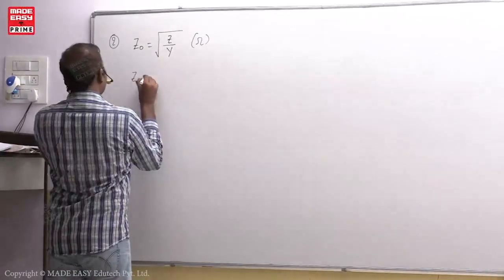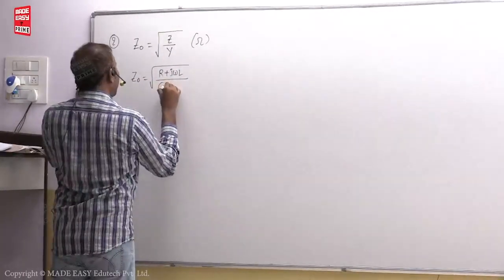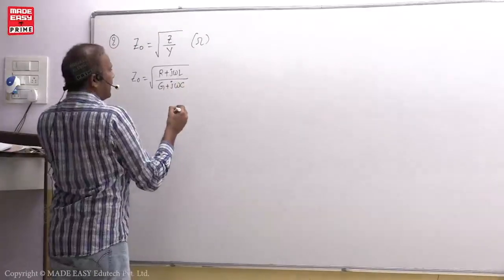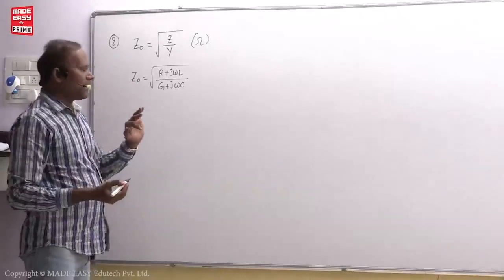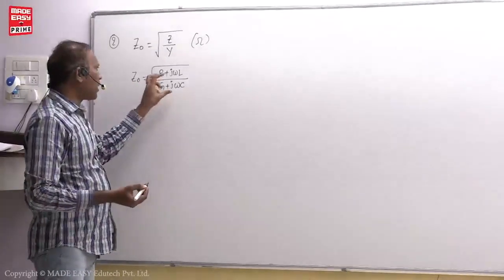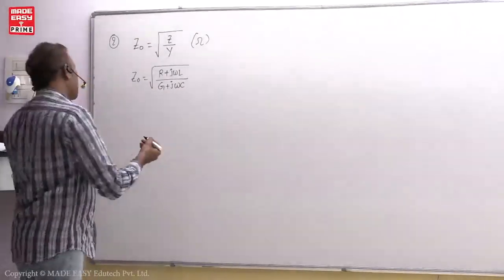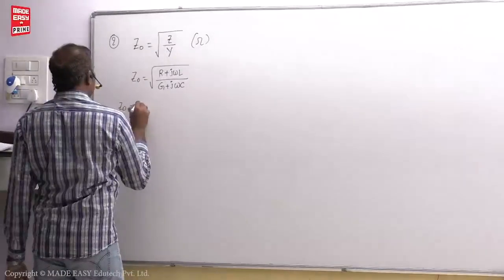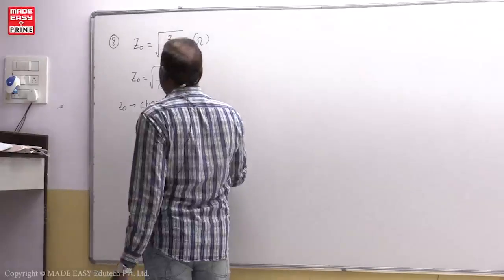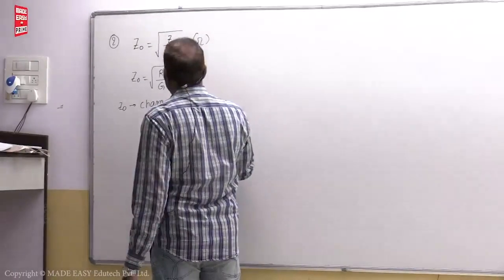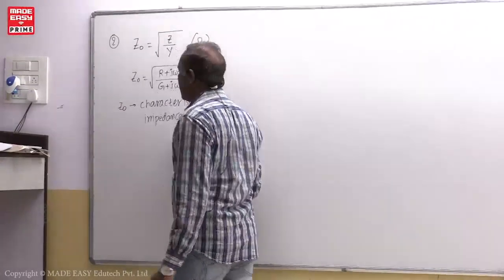So Z0 is equal to root of (R plus j omega L) divided by (G plus j omega C). Actually the unit of this is ohm, that is why it is called impedance. Now this impedance is a function of 4 characters of the transmission line, so that is why it is called characteristic impedance. So Z0 is the characteristic impedance of the transmission line.